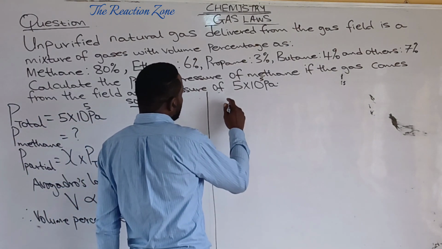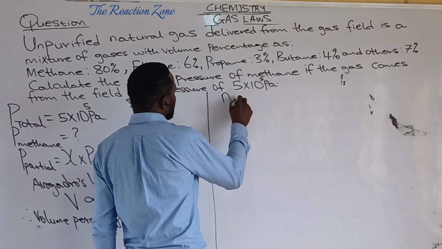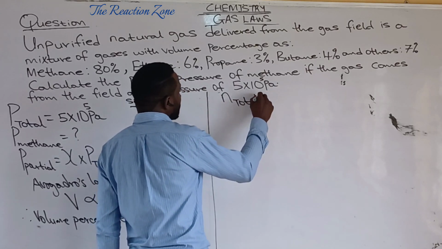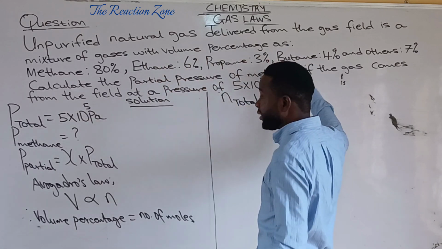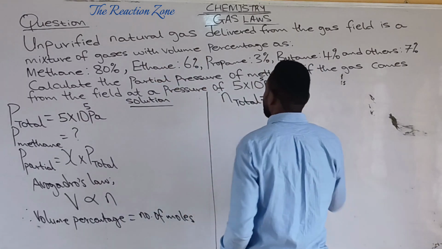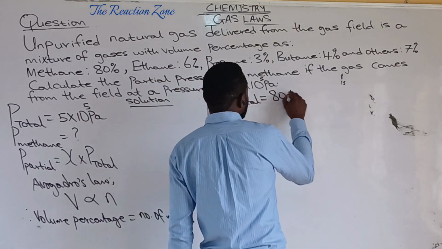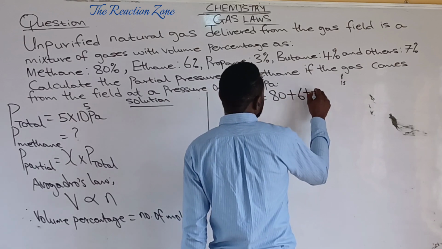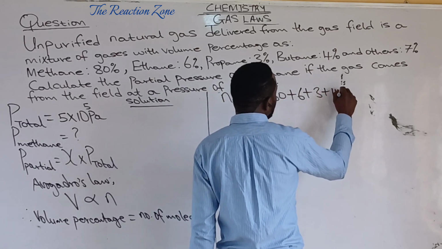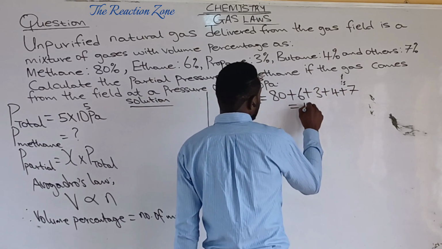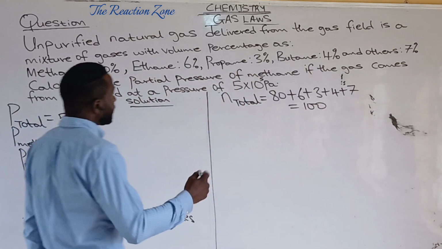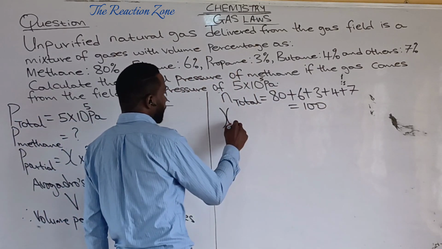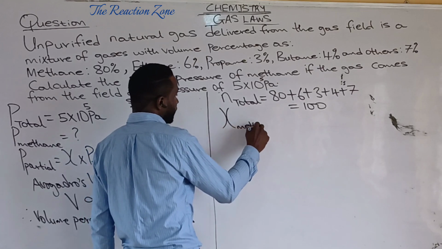But to do that, we need to get the total number of moles. The total number of moles in this case will be the number of moles of each of the components added together. That is 80 plus 6 plus 3 plus 4 plus 7, and that will give us 100. Now that we know this, we can get the mole fraction of methane.